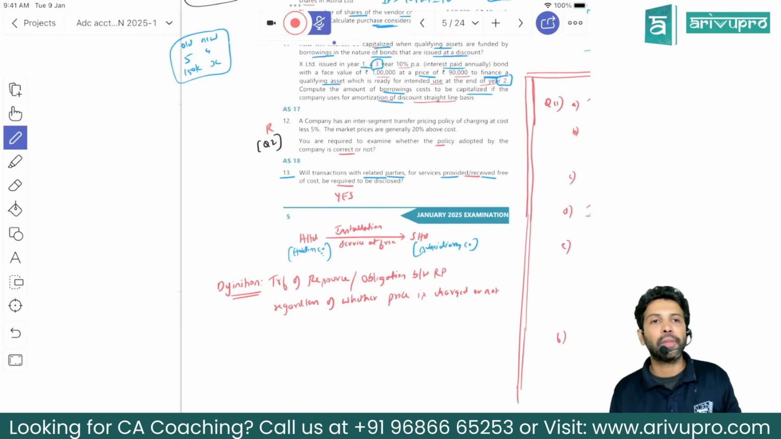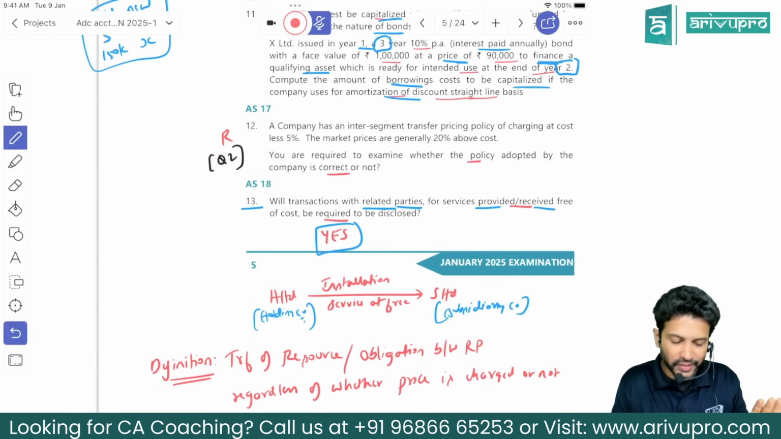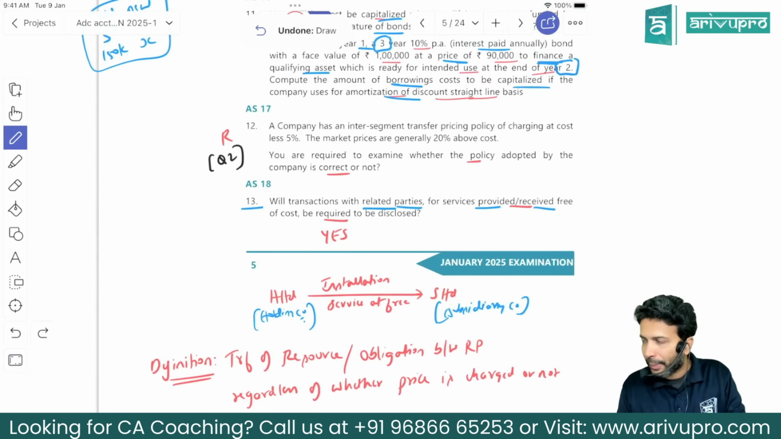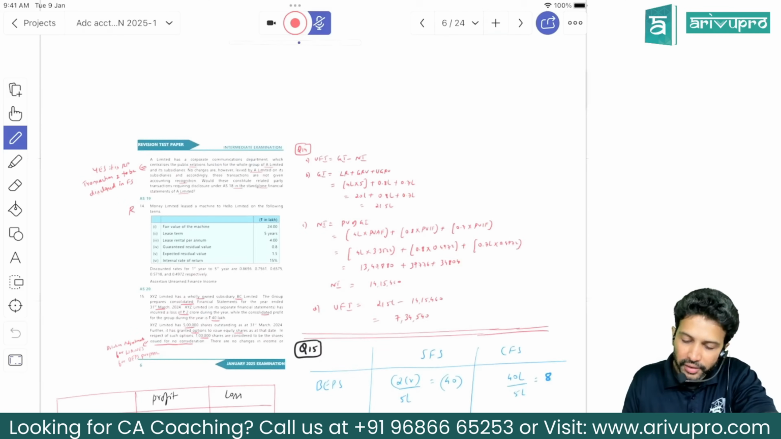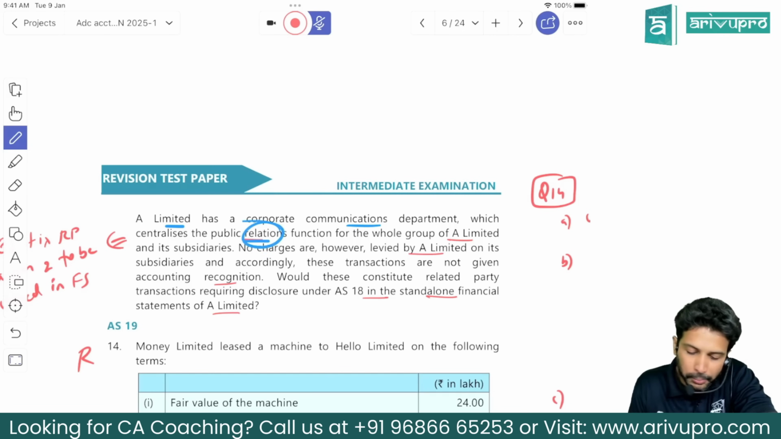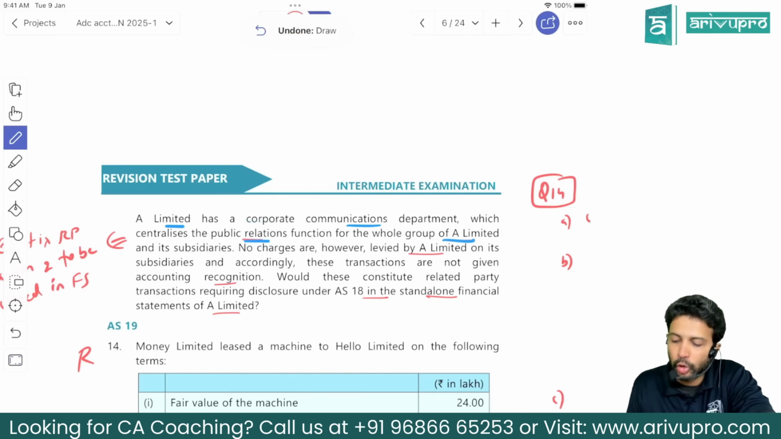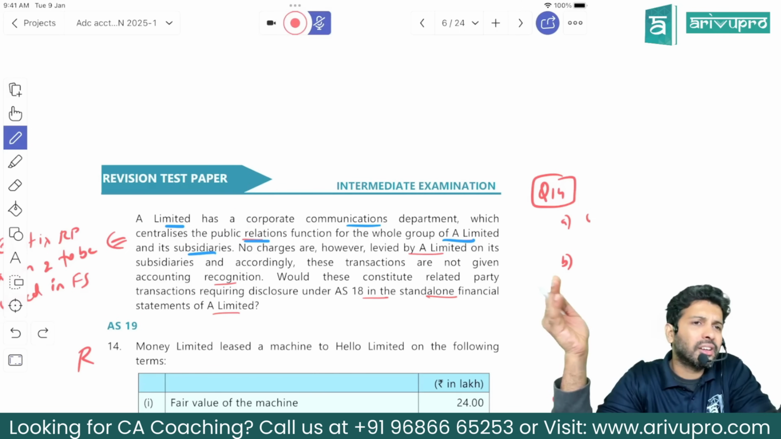Understood everybody? So the summation of this concept is what? The final answer is what? Should we disclose this? Is it a related party? Yes. Should it be disclosed? Yes. They've given the example. Check. A Limited has a corporate communications department which centralizes public relations functions for the whole group of A Limited and its subsidiaries. Now A Limited is the main parent. This parent has many subsidiaries.